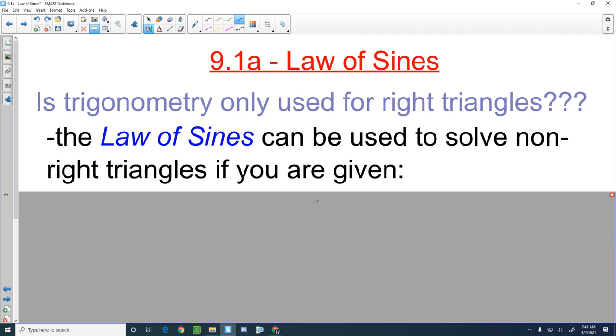This is the first actual learning target that you will be assessed on in this unit, Target 9.1. There are two different laws we're going to learn this week. Today, we're going to focus on the law of sines, which is basically just a formula that allows us to solve for side lengths or angles of non-right triangles. That's the key thing here that you should highlight or emphasize. This is for non-right triangles. So any triangles that don't have a 90-degree angle, we can use this law of sines.